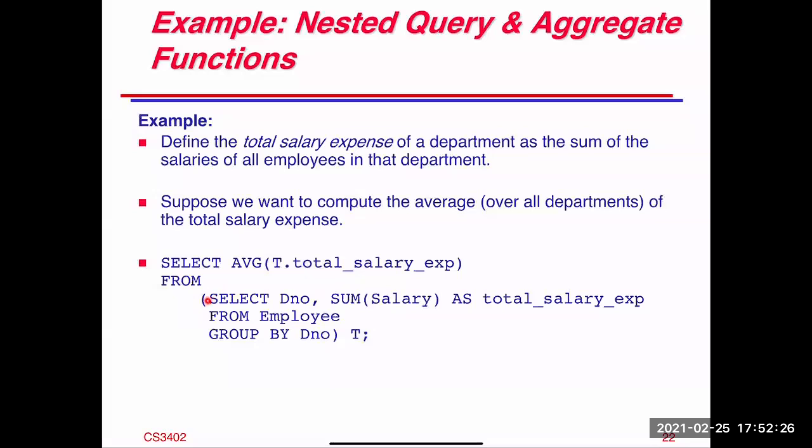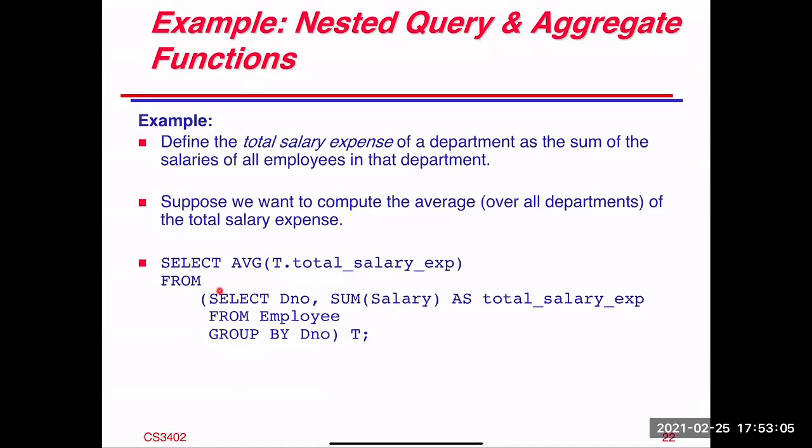So what is happening here is that in this inner nested query, first of all, we're grouping the employees according to the department they're working in, according to the department number, and then we're just summing up the salary for each department. Okay, and we're calling the resulting attribute total salary exp, which stands for total salary expense. Okay, and we're returning the department number and this total salary expense.